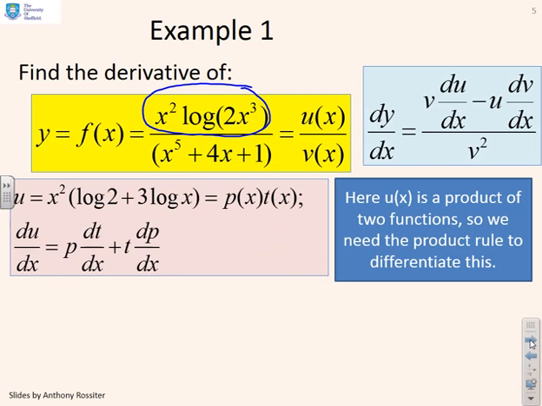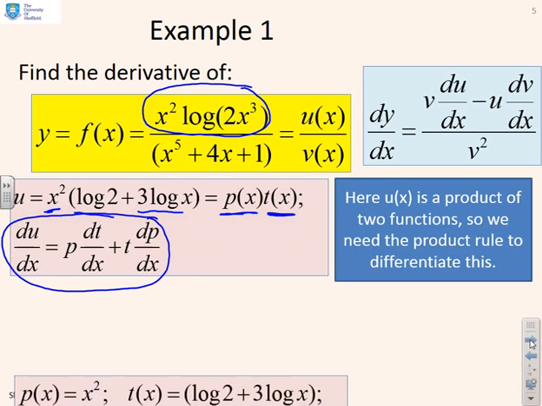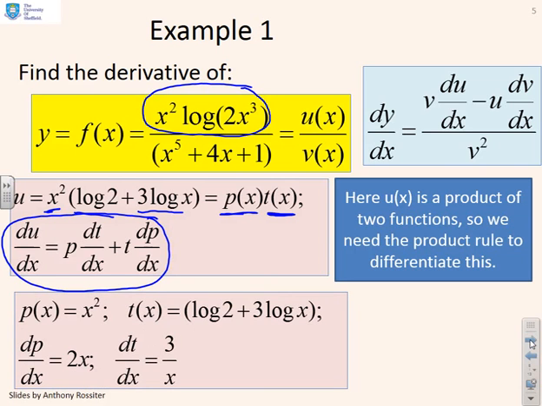term. So the numerator, you can see it's given here as x squared times (log 2 plus 3 log x), and I can write that as a product of p(x) and t(x), and I've written down here what's the product rule. So du/dx is p dt/dx plus t dp/dx. Now I've got the definitions. p is x squared, t is log 2 plus 3 log x, dp/dx is 2x, and dt/dx is 3 over x. So all I'm going to do is take these values here and plug them in to this formula, wherever they go.